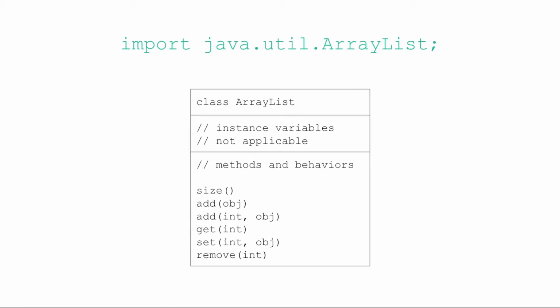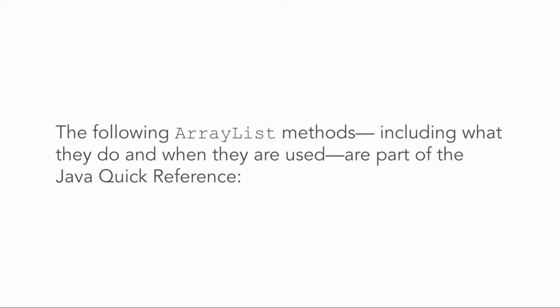Remember, an ArrayList is a class, and as such, it comes with the following 6 methods that you are expected to understand and apply. The following ArrayList methods, including what they do and when they are used, are part of the Java Quick Reference Guide.